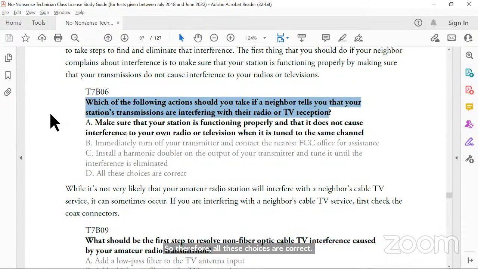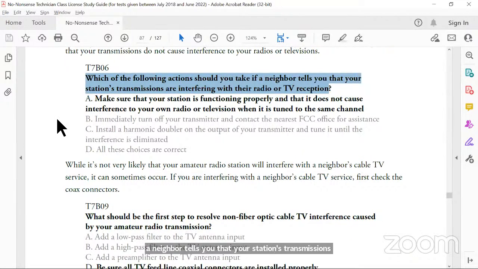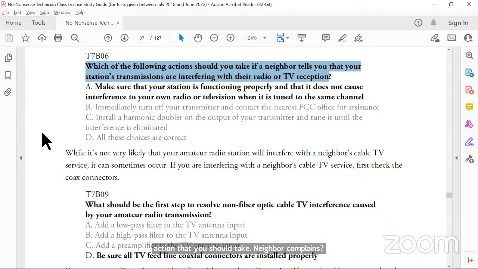Right. Which of the following actions should you take if a neighbor tells you that your station's transmissions are interfering with their radio or TV reception? So we said that make sure that your station is functioning properly and that it does not cause interference to your own radio or television when it is tuned to the same channel. So that's an action that you should take. Neighbor complains, check your own station and see if it's being interfered with also.